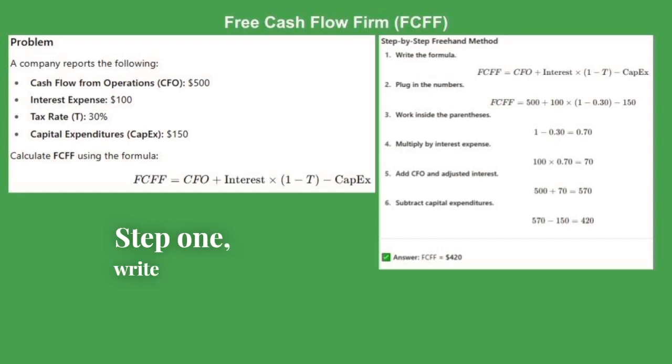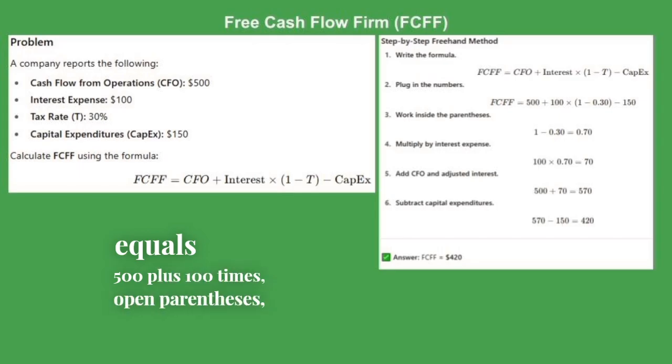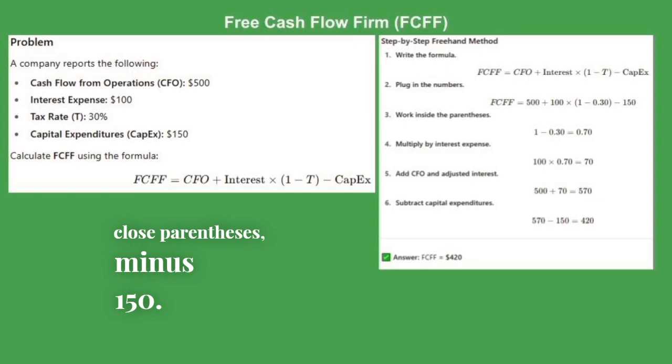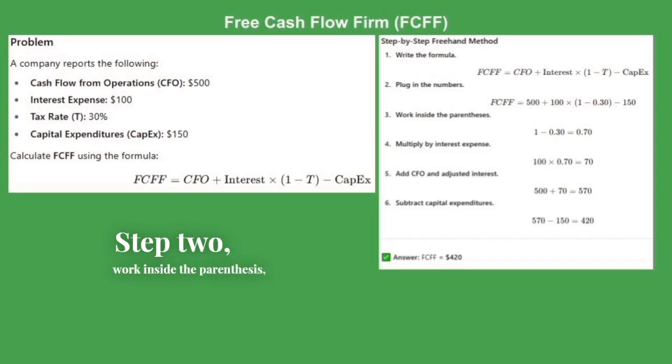Step 1, write the formula. FCFF equals 500 plus 100 times open parentheses 1 minus 0.30 close parentheses minus 150. Step 2, work inside the parentheses. 1 minus 0.30 equals 0.70.